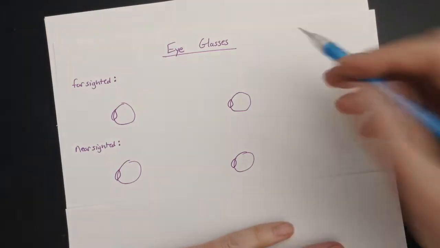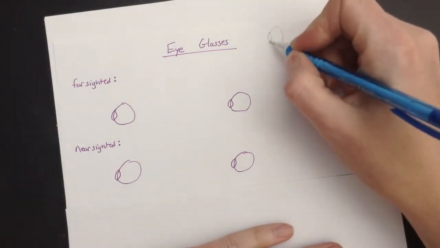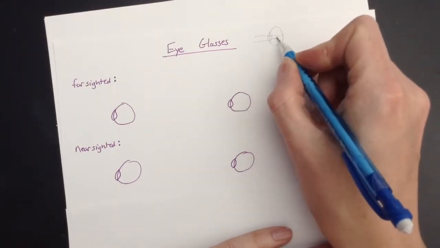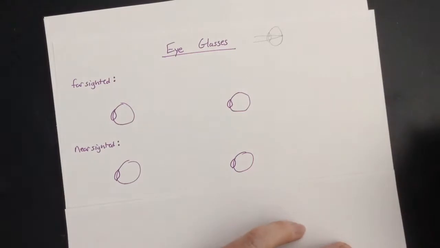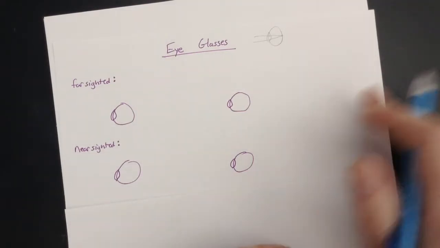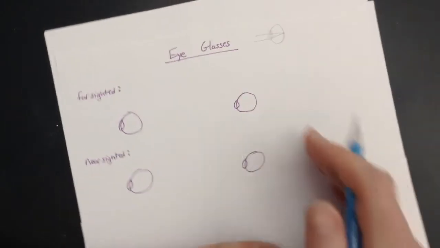Alright, so when we talk about eyeglasses, there are two kinds of scenarios that a person would need eyeglasses for. If your eye is normal, when light comes in, it focuses on the back of your eyeball called the retina. If you need glasses, it's because your eyes don't focus on that spot.